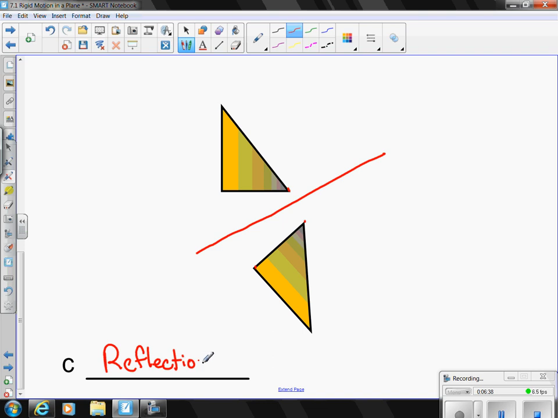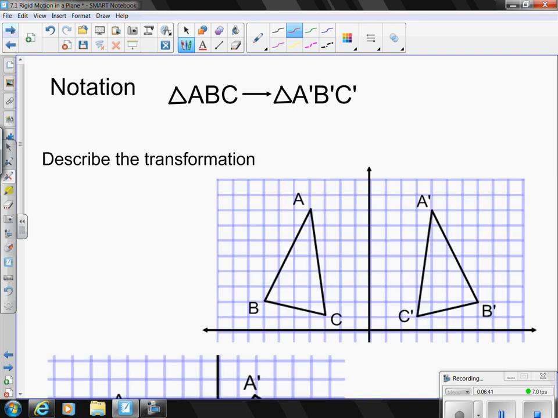And one way to make this clearer is to use a notation. So the notation we're going to use is triangle ABC. This is what we're going to call the pre-image. That's where we started. It goes to the image, A prime, B prime, C prime. Okay, so that means prime. Triangle ABC gets mapped to triangle A prime, B prime, C prime.